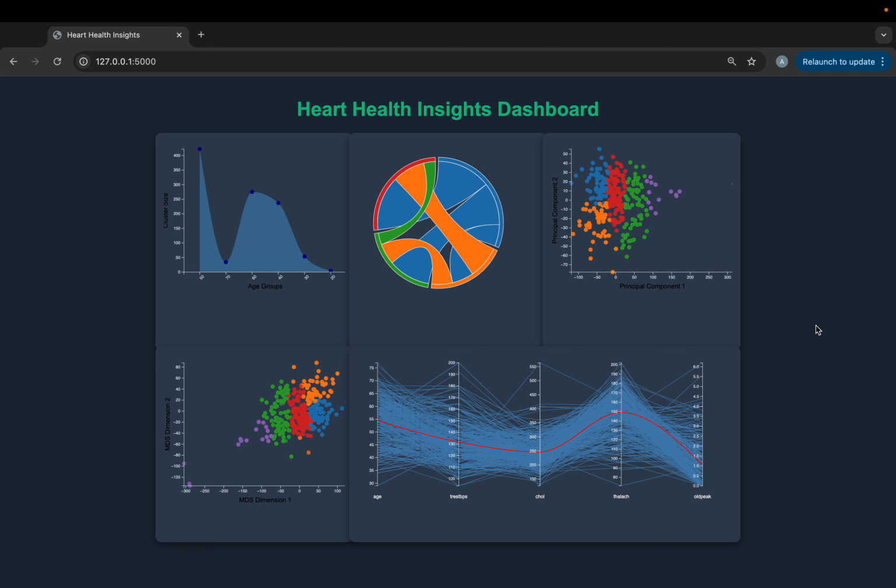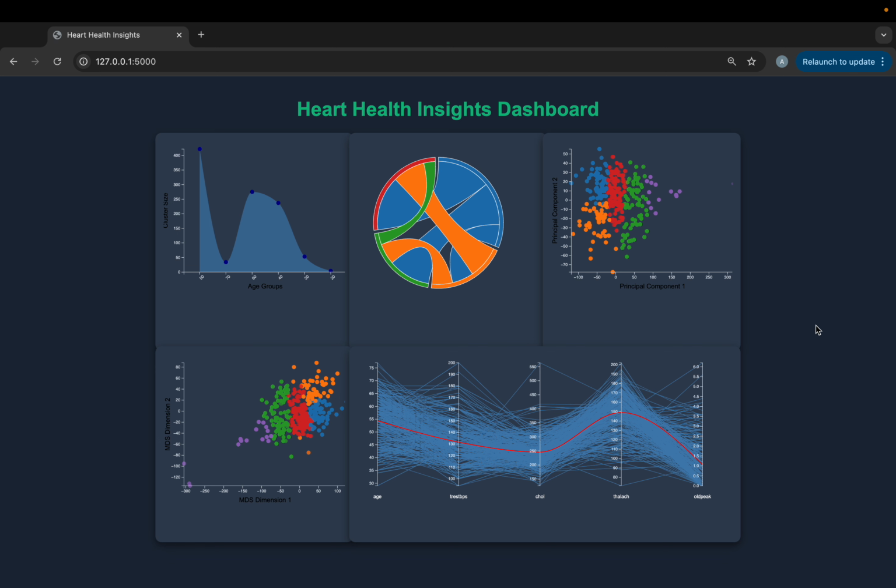Let's decode their significance. Cluster number 1 is blue. Older individuals with high cholesterol and moderate heart rates. These are the traditional at-risk group. Cluster number 2 is green. Younger patients with lower cholesterol and higher heart rates. Think of this as the healthier and active population.